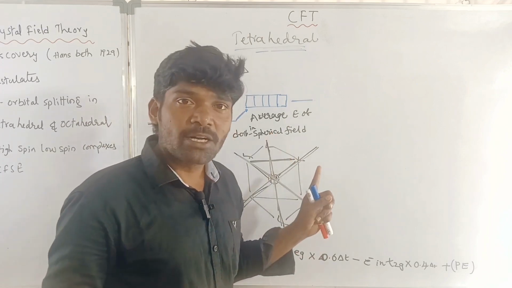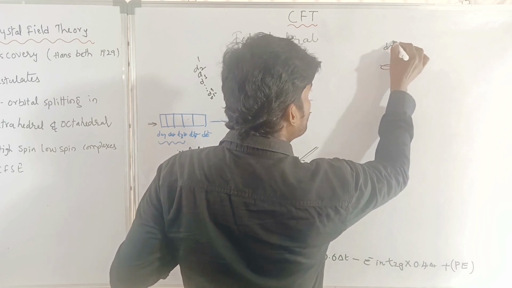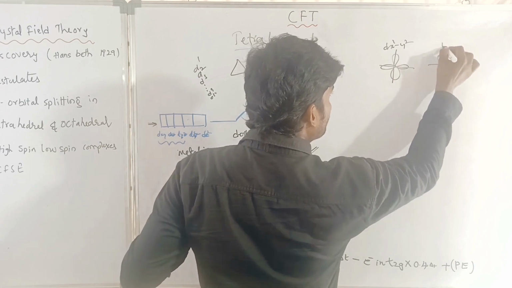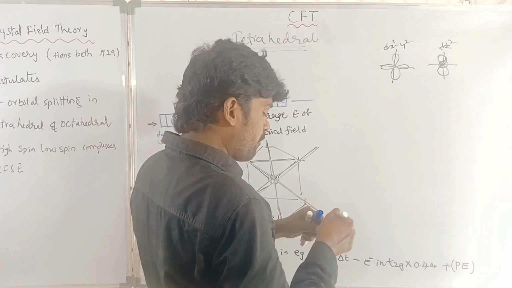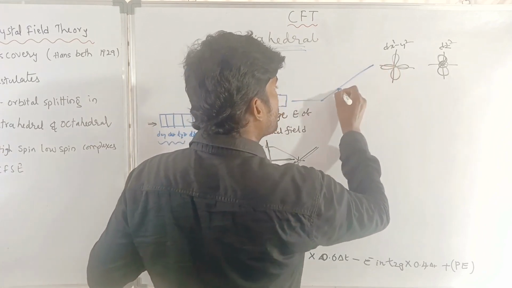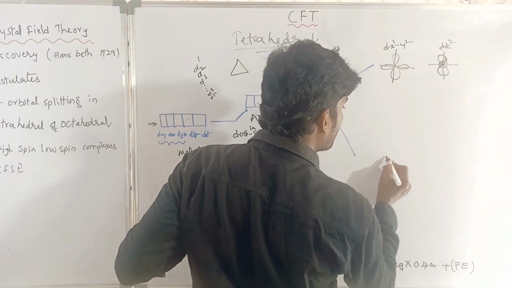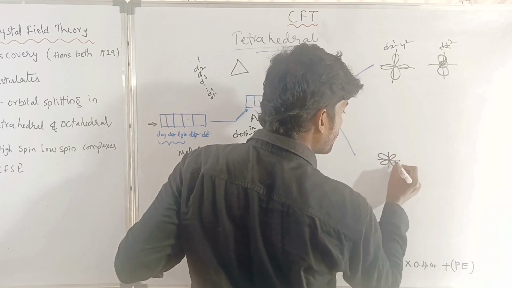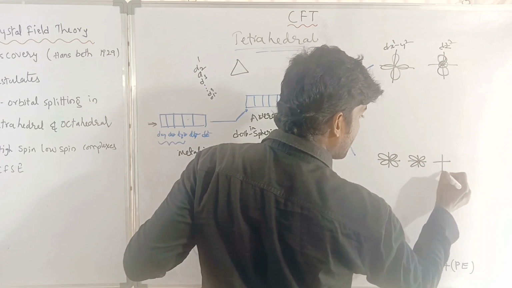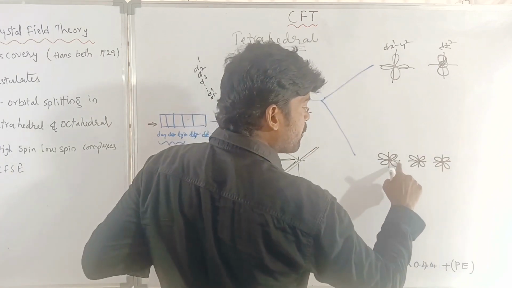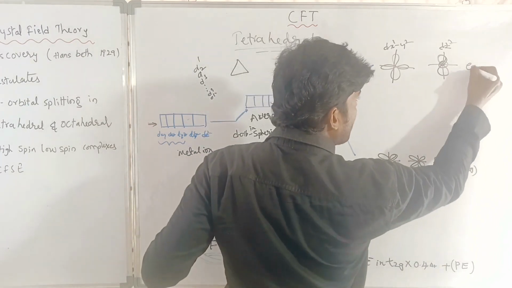In the d orbitals, the orbitals along the axis are dx square minus y square and dz square. These are along the axis because ligands are approaching along the axis. So along-the-axis orbitals will get higher energy compared to other orbitals. The lower energy orbitals will be dxy, dyz, dxz, because the lobes of these three orbitals lie between the axes. These three orbitals are called t2g orbitals, and these two are eg orbitals.